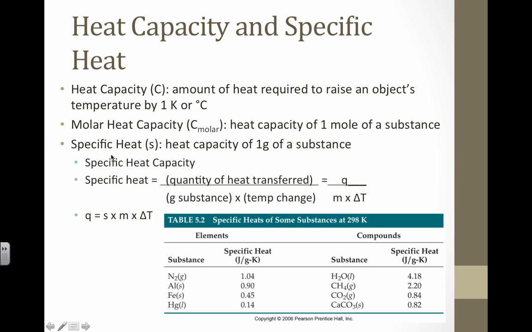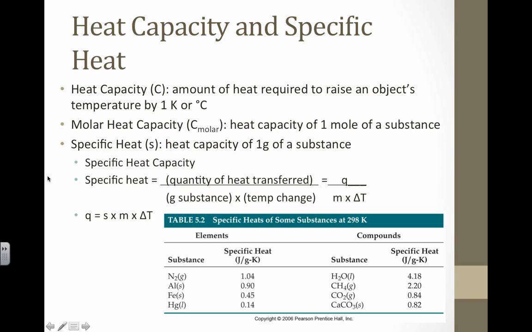A little more specific form of capacity is molar heat capacity. Here we're talking about specifically 1 mole of a substance. Same kind of idea, so it's the amount of heat required to change the temperature of the object by 1 degree for 1 mole's worth of a substance.